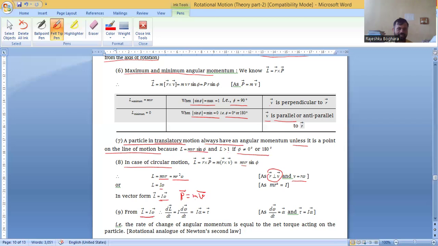Now differentiate with respect to time. So dL by dt equals I into d omega by dt, and d omega by dt is alpha. So dL by dt equals I alpha, which is tau. In earlier chapters we had taken torque equal to I alpha. So dL by dt equals torque. There we took dP by dt equal to F. Here F is replaced by torque and P by L.